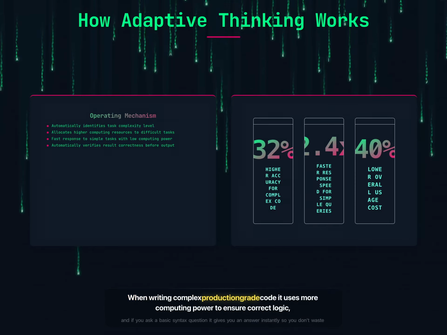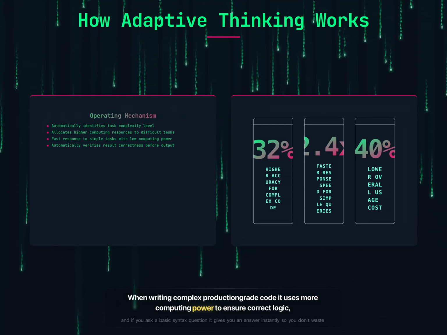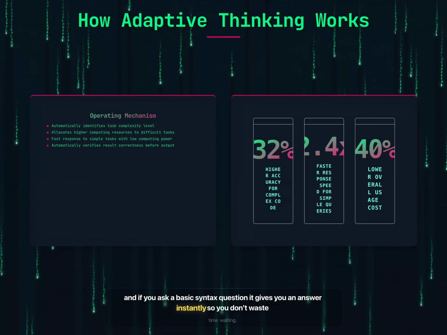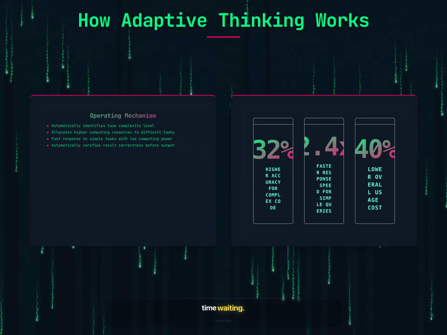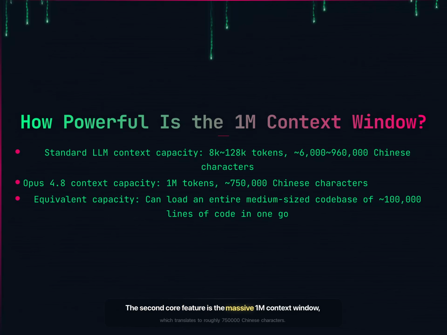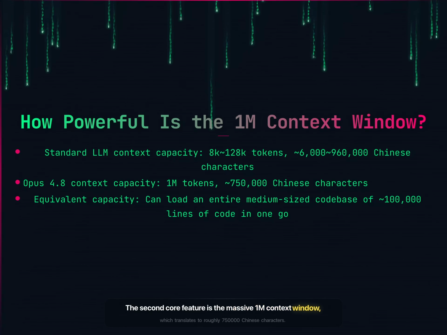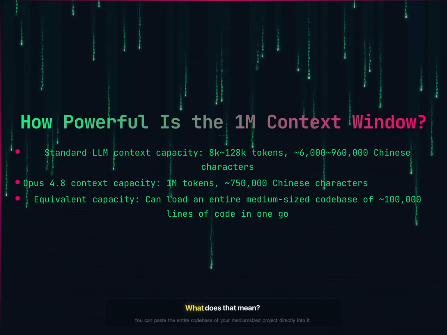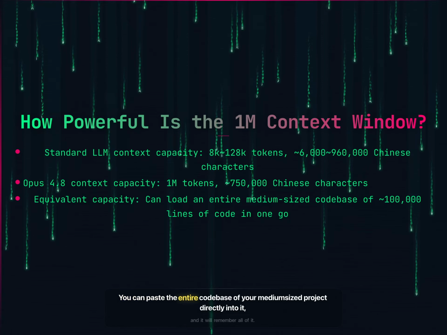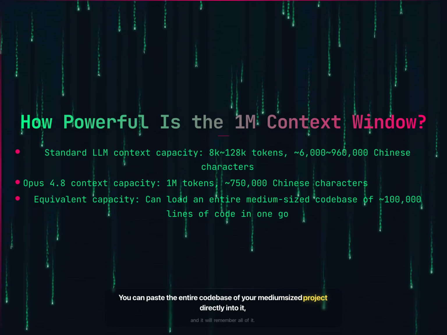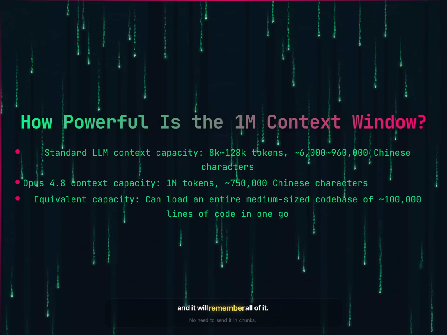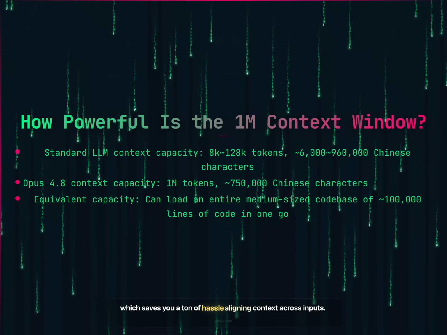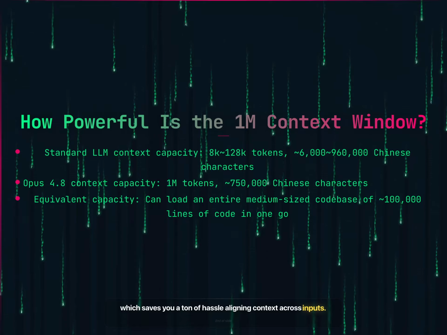When writing complex production-grade code, it uses more computing power to ensure correct logic. And if you ask a basic syntax question, it gives you an answer instantly so you don't waste time waiting. The second core feature is the massive 1M context window, which translates to roughly 750,000 Chinese characters. What does that mean? You can paste the entire code base of your medium-sized project directly into it, and it will remember all of it. No need to send it in chunks, which saves you a ton of hassle aligning context across inputs.